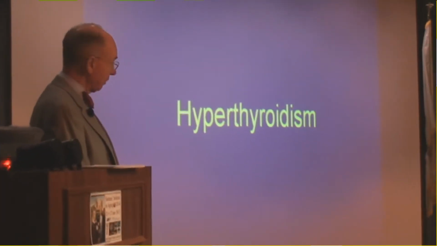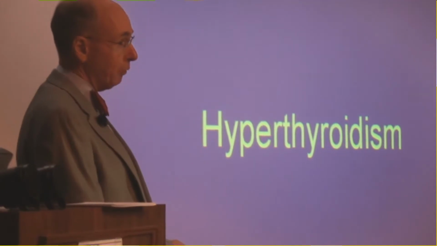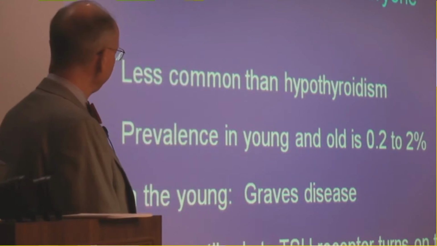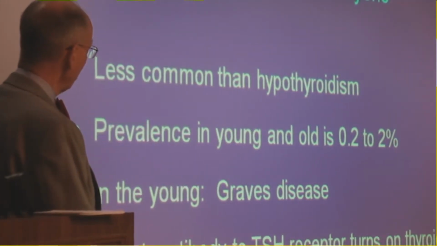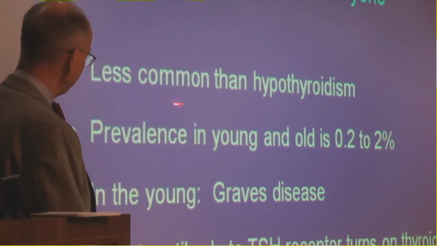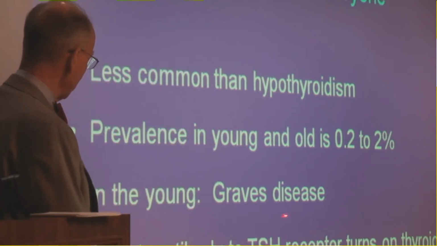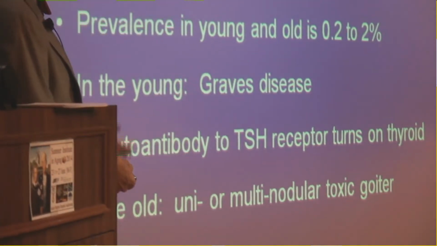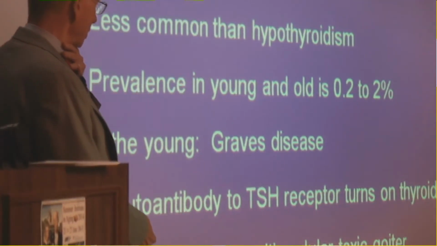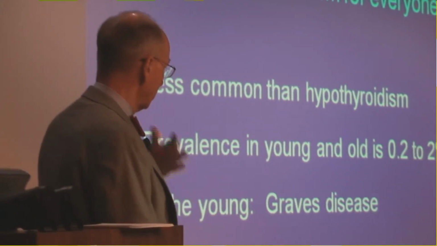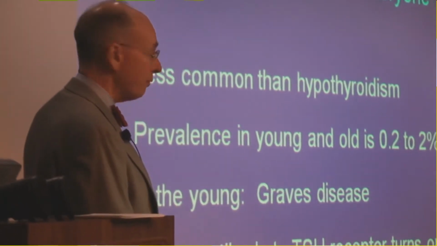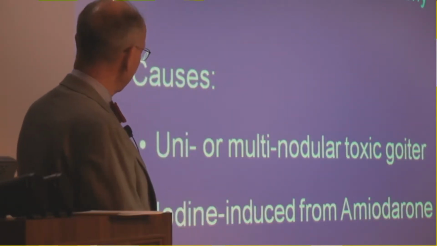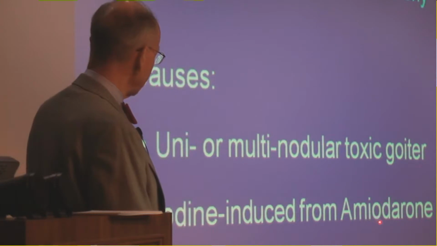Hyperthyroid is the opposite. But in old people, hyperthyroid can look like hypothyroid. Hyperthyroid, for everyone, is a little less common. Graves' disease. Antibody, it's another autoimmune disease, but instead of destroying the thyroid, in Graves' disease this turns it on. It says, hey, make more thyroid. And again, amiodarone can cause that.